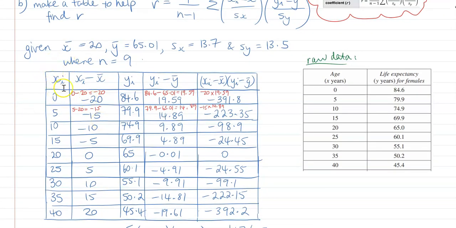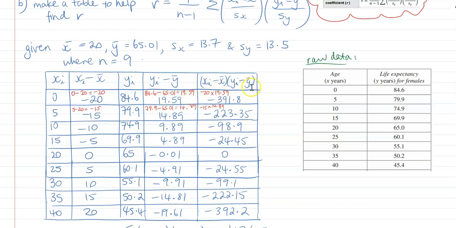Here I've just listed the column of given ages from the raw data table. In this next column, I've put the individual age minus the mean age, which was 20. So for example, if my age was 0 and I'm minusing the mean age of 20, I have minus 20. Its response variable is 84.6, as you can see here. I take that value and I minus its mean of 65.01. So 84.6 minus 65.01 is 19.59.